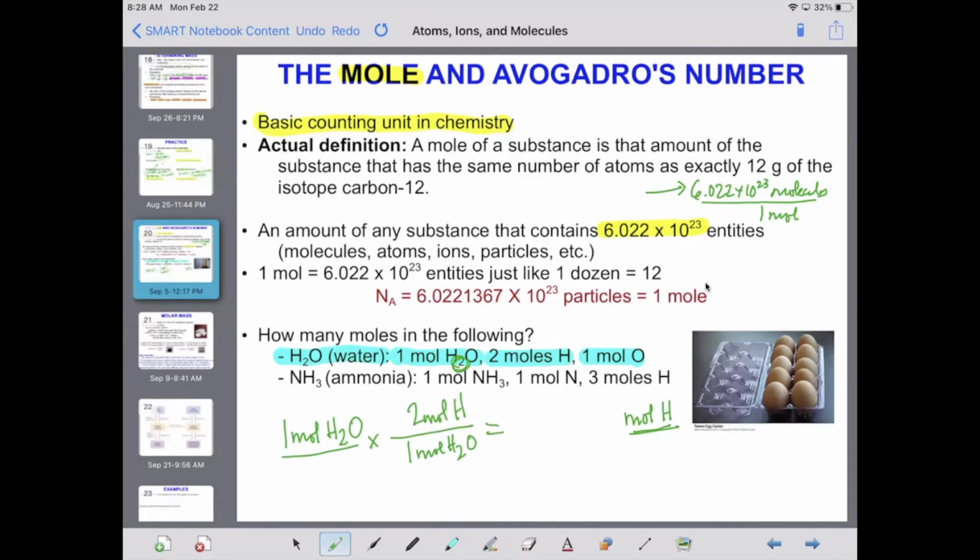Same for ammonia. We have NH3. So if we have a mole of ammonia, we have 1 mole of nitrogen in that mole of ammonia, but we have 3 moles of hydrogen. But once it's connected, it's just 1 mole of ammonia.